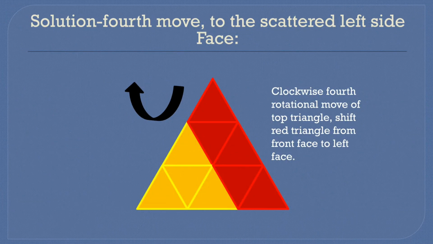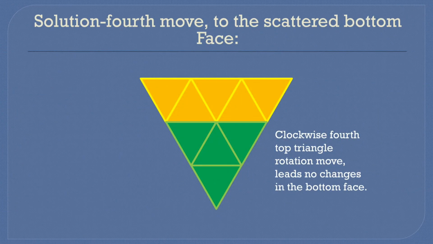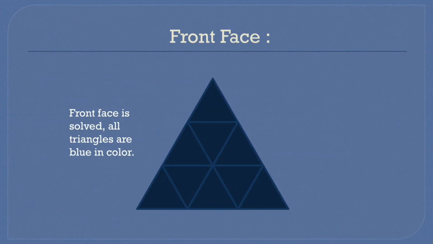The fourth clockwise rotational move of the top triangle shifts the red triangle from the front face to the left face. The fourth top triangle rotation move, in a clockwise direction, leads to no change in the bottom face. With the front face solved, all triangles are now blue in color.